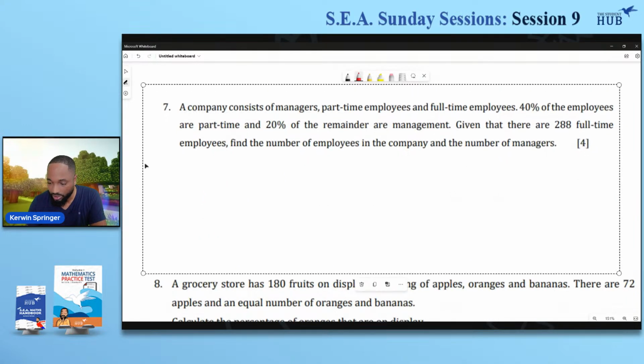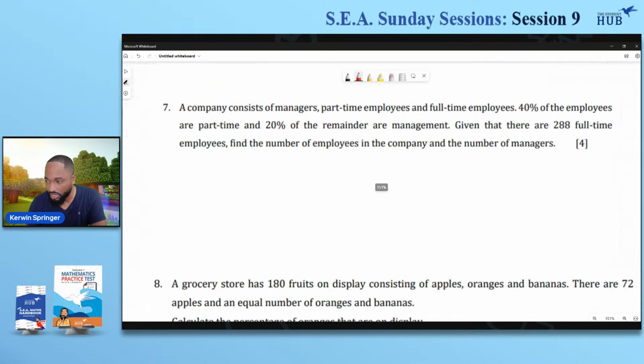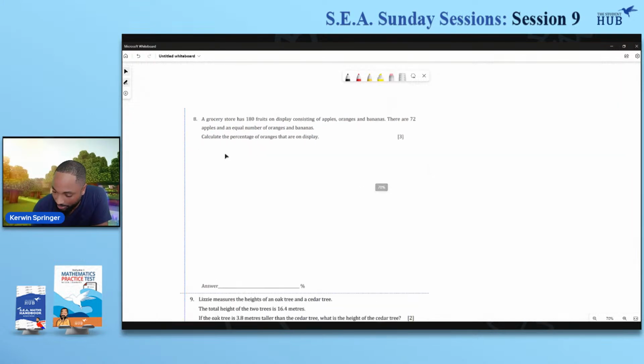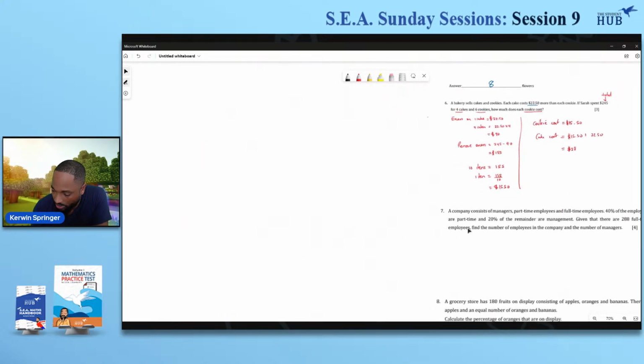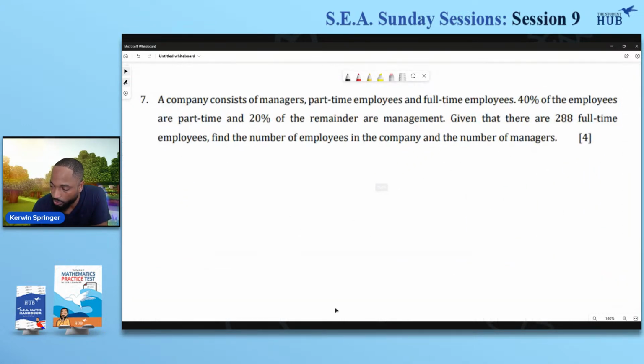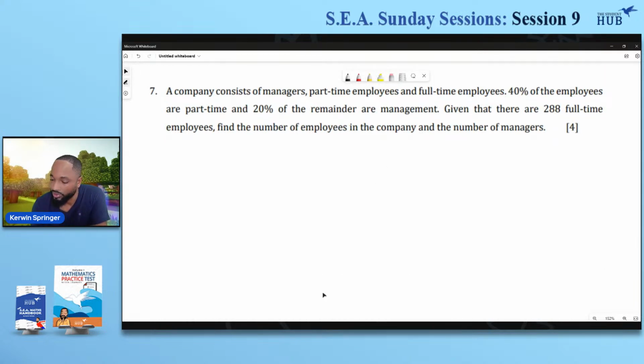Number 7. A company consists of managers, part-time employees, and full-time employees. What you need is space between 7 and 8. Like, how would we be able to fit that whole question later? This man didn't even give you enough space. Let's see if we could pull you to the side and try you up here. Alright, so 40% of the employees are part-time, 20% of the remainder are management. Given that there are 280 full-time employees, find the number of employees.